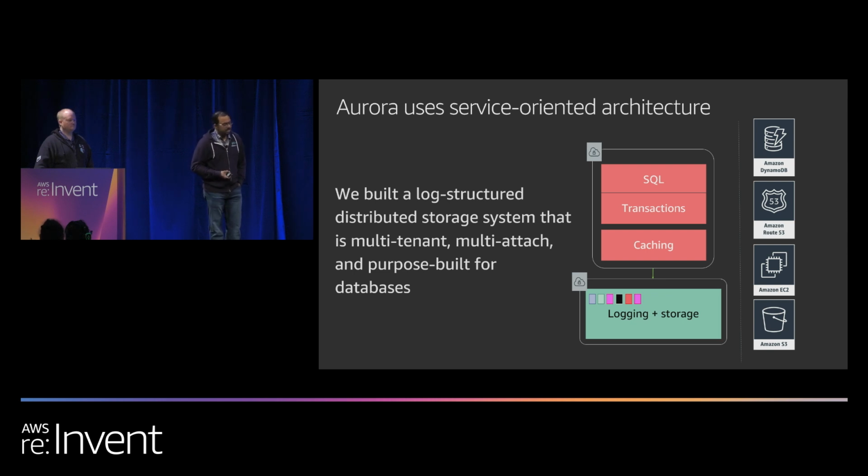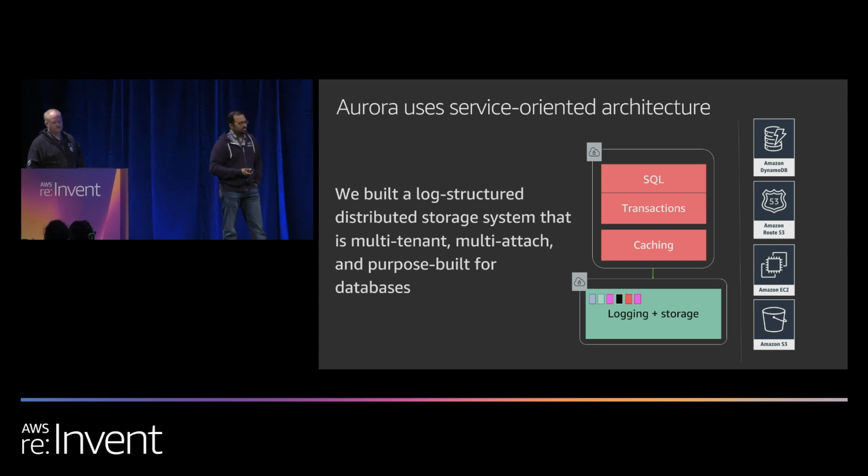So with these two ideas, we started building the Aurora database, overall the platform. What we did was we were very lucky that we have all these services in AWS that we could take advantage of. We built a log-structured distributed storage system that is multi-tenant. By multi-tenant, we mean that the storage fleet co-hosts multiple databases from several customers. So we are not dedicating hardware for each database.